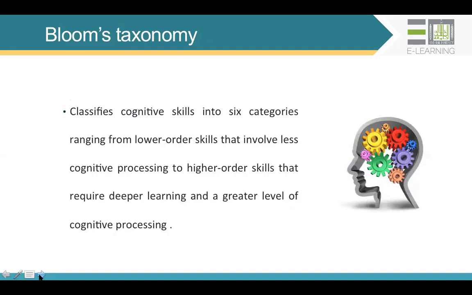Bloom's taxonomy classifies cognitive skills into six categories, ranging from lower order skills that involve less cognitive processing, such as memorizing and understanding, to higher order skills that require deeper learning and a greater level of cognitive processing, such as analyzing and evaluating.